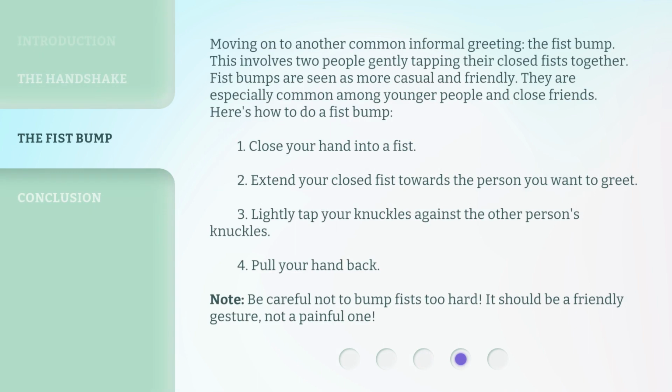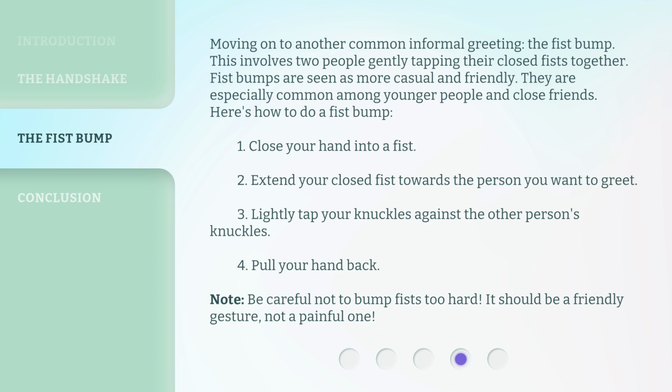Moving on to another common informal greeting, the fist bump. This involves two people gently tapping their closed fists together. Fist bumps are seen as more casual and friendly. They are especially common among younger people and close friends. Here's how to do a fist bump.